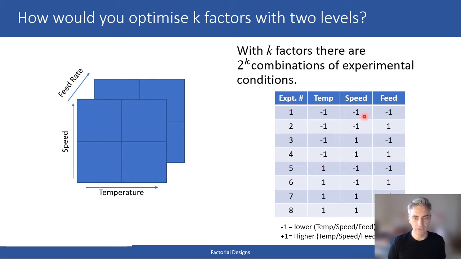And the speed, I think I used an example of 130 millimeters a second for the lower setting, and the higher setting would be 180 millimeters a second. And similarly, we could have 2 settings for feed. Because we're only looking at 2 levels for each factor, and there are 3 factors, so K is 3, that means we would have 8 different combinations of experiments that we would need to do in order to analyze the roughness effect for this combination of 3 factors.